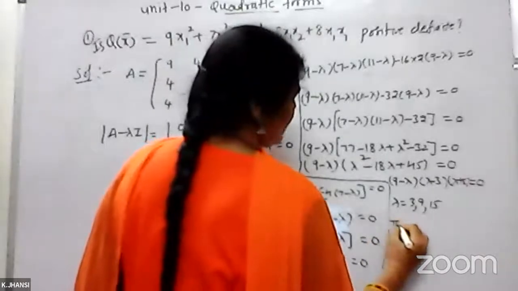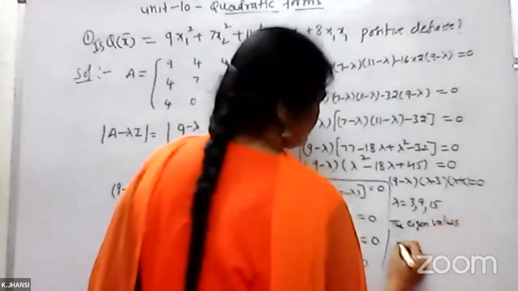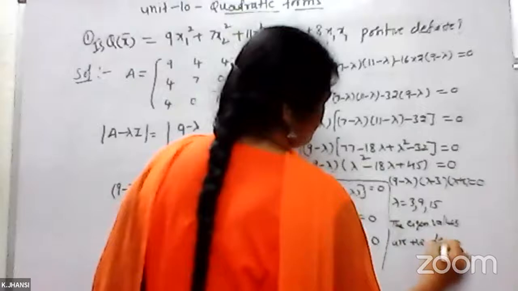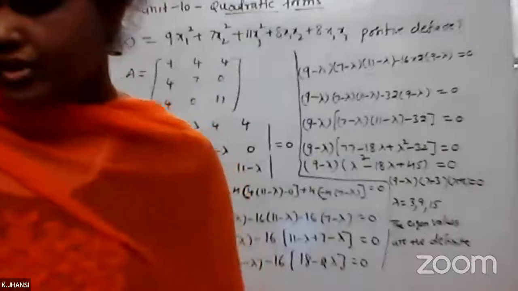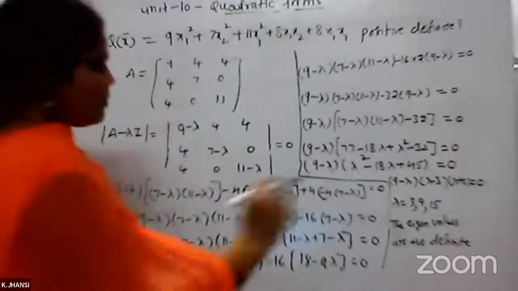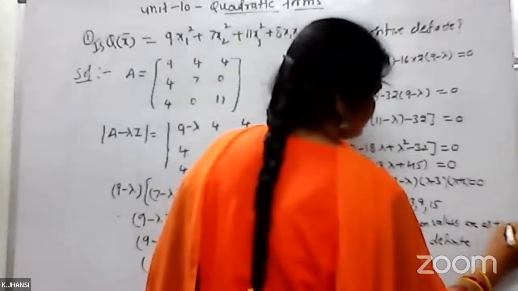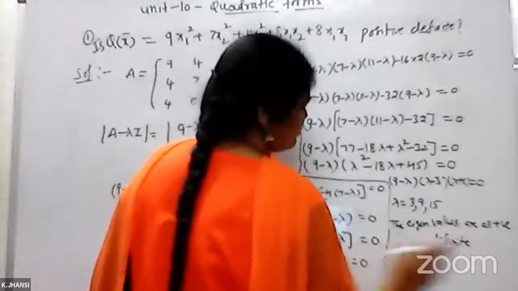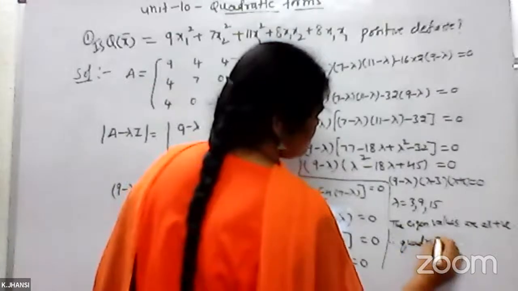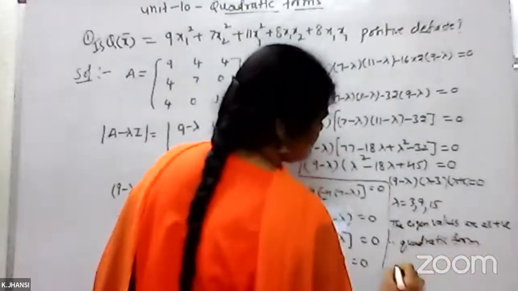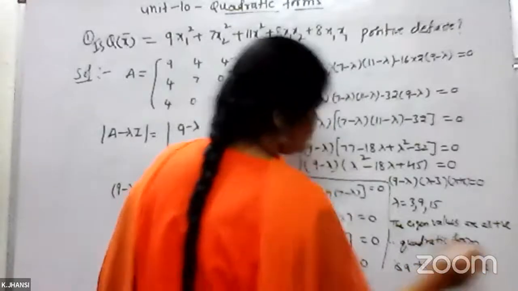Here you can write that eigenvalues are positive definite. Okay, so like this you have to solve the eigenvalues are all positive. Therefore, quadratic form is positive definite. So like this, we have to solve the problem.